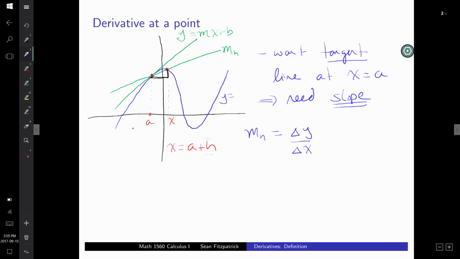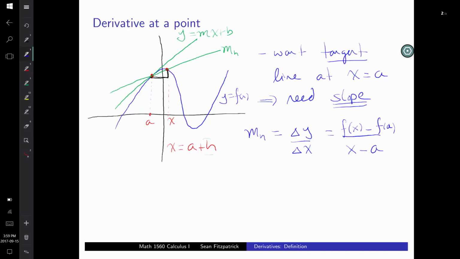They're on the graph of a function, y equals f of x. Okay, so I know that one of my points, I have x, and the other one I have a. So I know the change in x is just x minus a. The change in y, well, that's f of x minus f of a. Okay, and so that's the slope there.